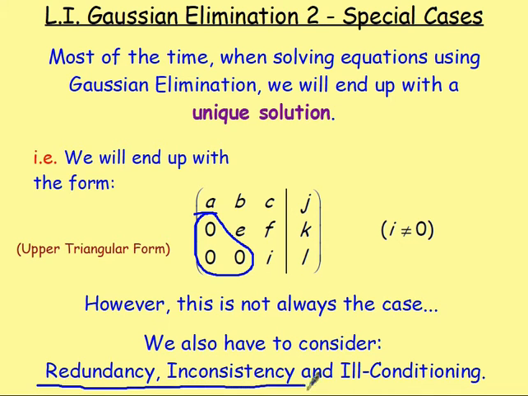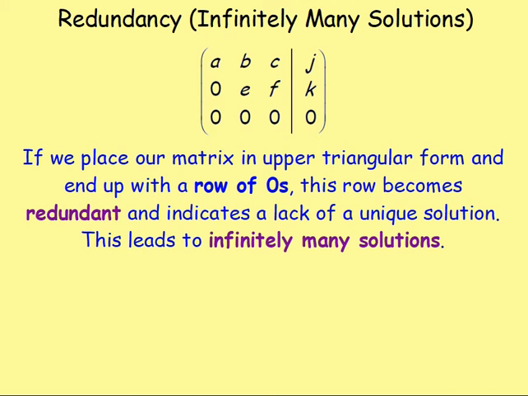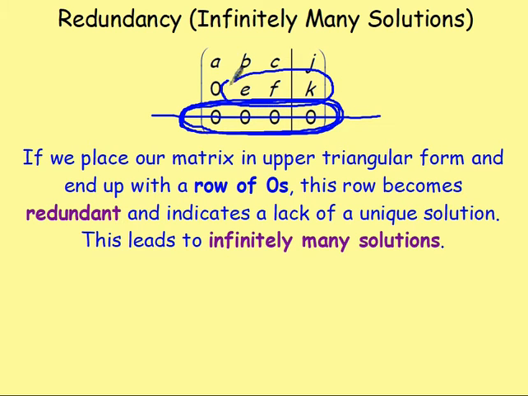You always have to think as well about redundancy, inconsistency, and ill-conditioning. What is redundancy? Well, if you are using your Gaussian elimination and you end up with a row of zeros, well, this row of zeros ends up telling you absolutely nothing. It is useless. It becomes redundant. And if you end up with this, then it means your system of equations lacks a unique solution. And it means that there will be infinitely many solutions because this row is redundant, you cannot use it, and you would use this row. But if you think about this row, if you have something y add something z equals something, well, there's infinitely many solutions for that. So if you end up with your row of zeros, then it's redundant, and it means there's infinitely many solutions.